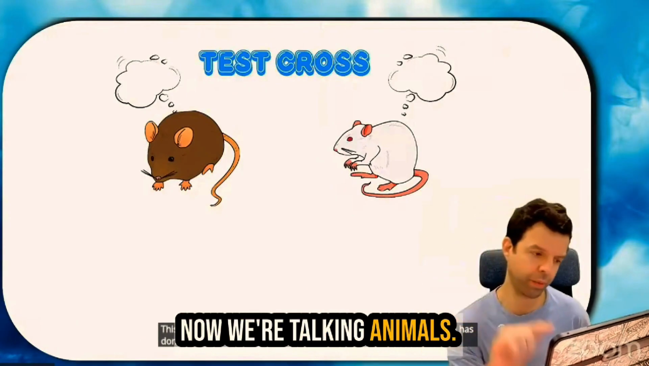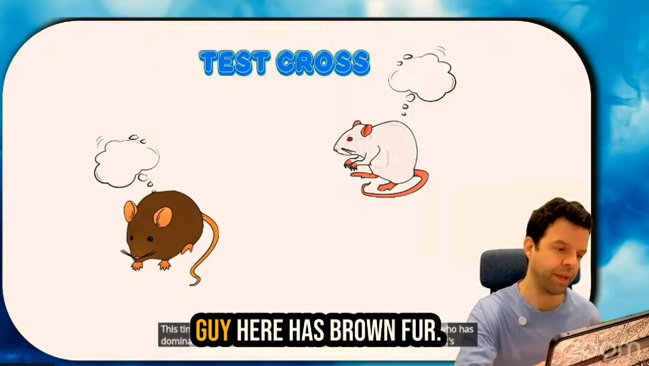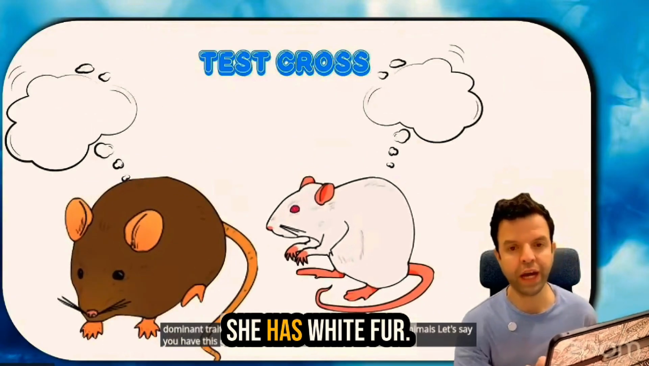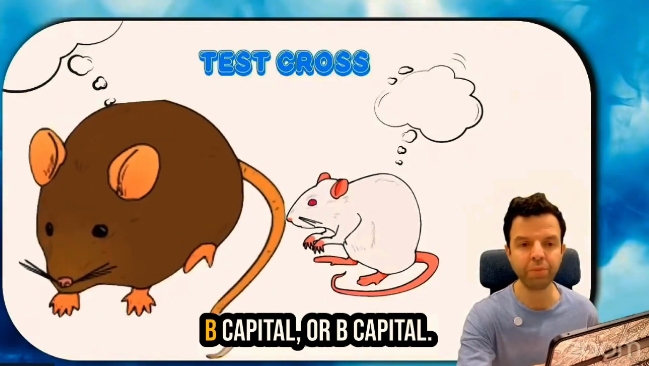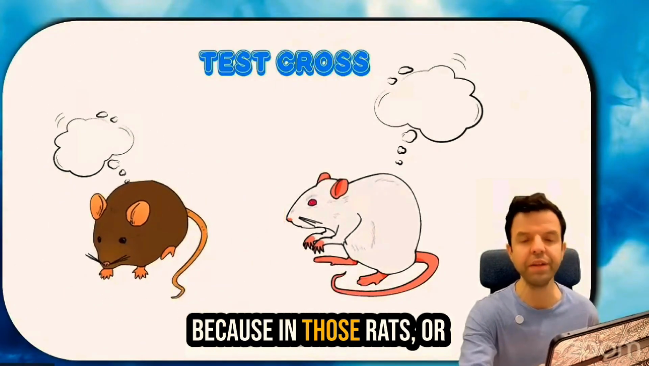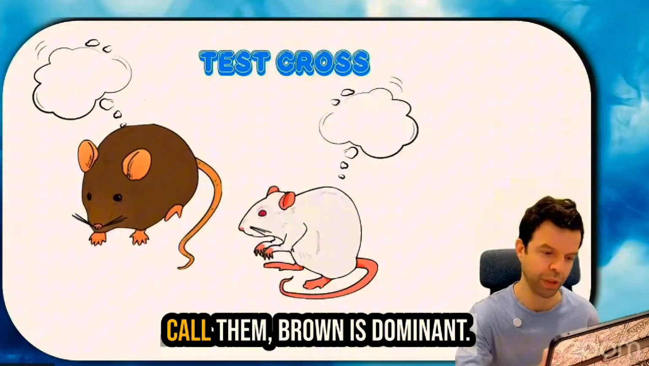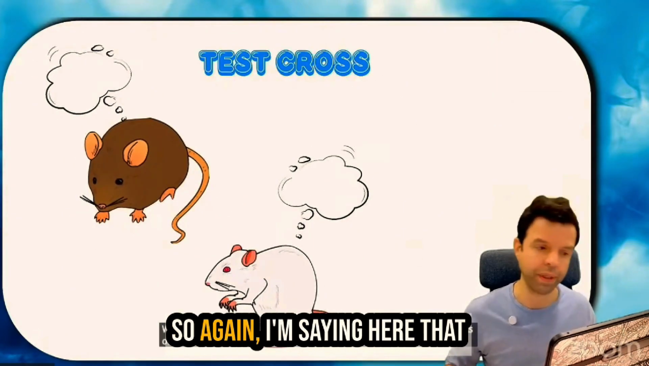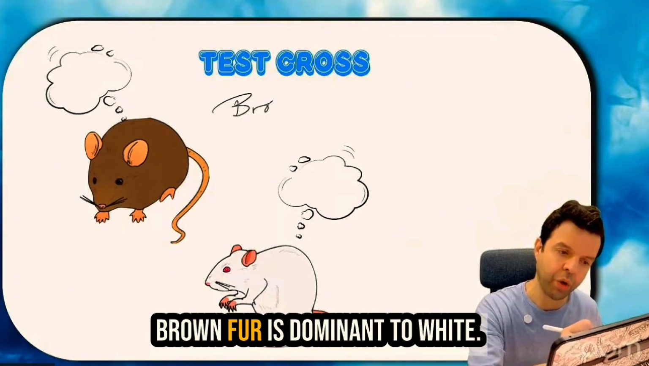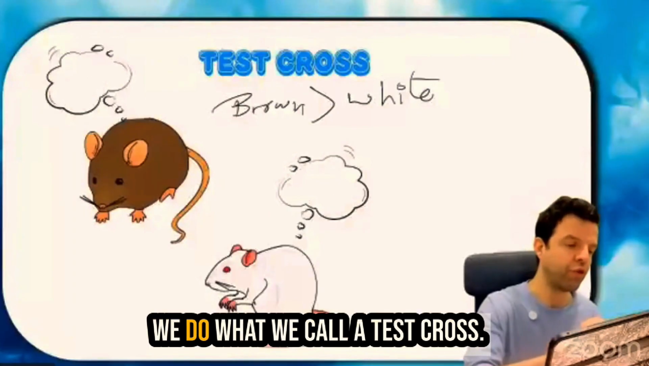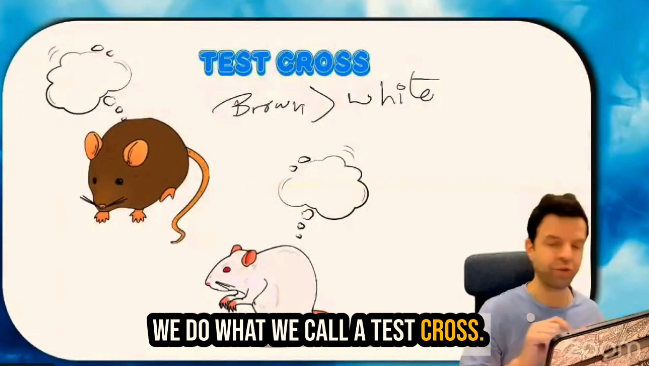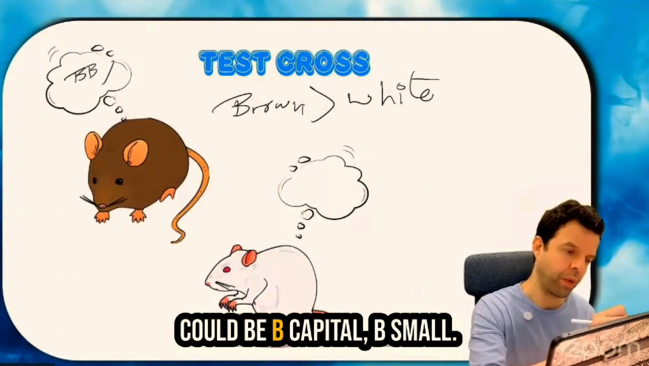Now we're talking animals. Let's say this guy here has brown fur. She has white fur. And we don't know whether his genotype is B capital B capital or B capital B small, because in those rats, or mice, whatever you'd like to call them, brown is dominant. So again, brown fur is dominant to white. How am I supposed to tell? We do what we call a test cross.